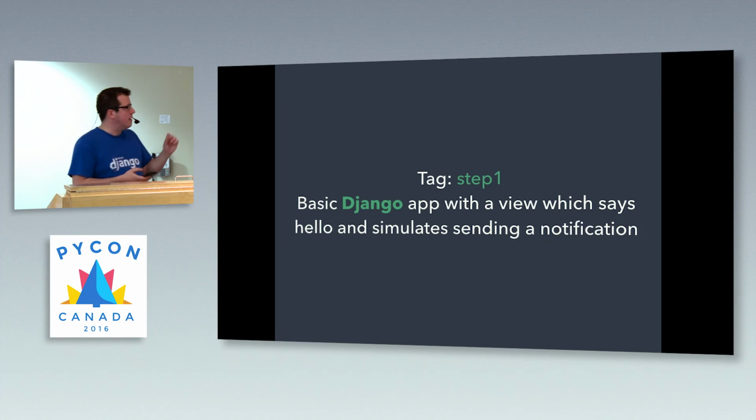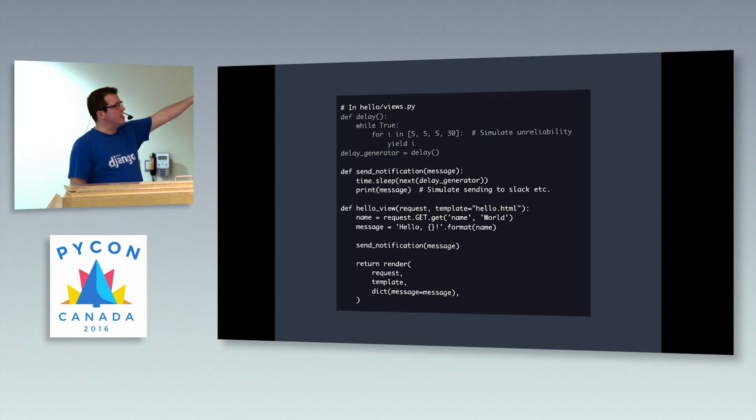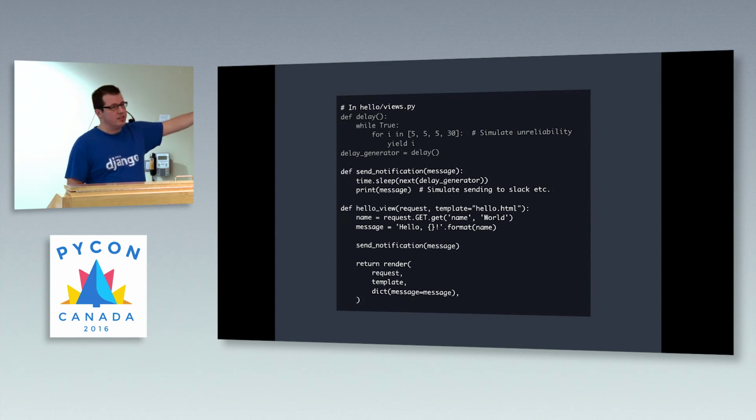So the first step is we have a basic Django app which just says hello and simulates sending a notification. Here's what the code looks like for the view. We have this delay generator which just simulates an unreliable network connection. We have this send notification function that proxies sending something to Slack or something like that, but we're just going to print it to the console so that we can see that it's working. And then our view says hello world, or you can pass in a name and it'll say hello to you.